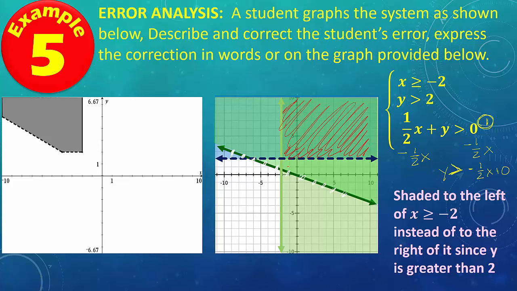So you can either just graph it, or you can say it should be shaded to the left for x is greater than or equal to negative 2 instead of to the right, since it's x, not y, that is greater than 2. And that's it. That's all you have to do.